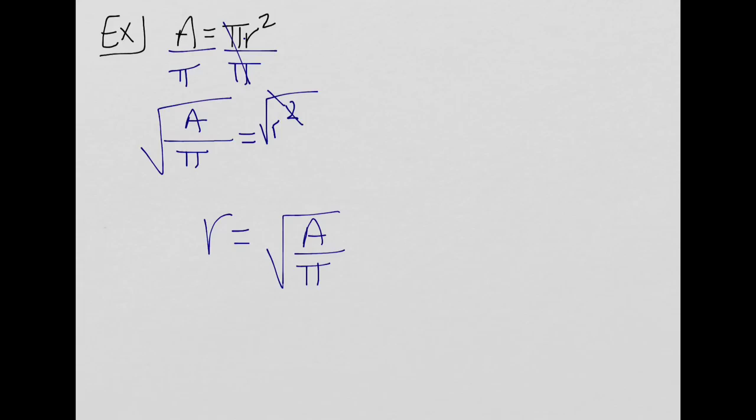We could talk about rationalizing this. Usually you don't want a radical in the bottom, but we're just going to leave it like this for now, and we'll talk about rationalizing later. So right now, as ugly as it may look, that's the final answer you're going to need.